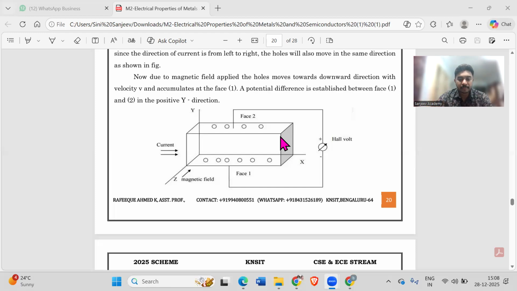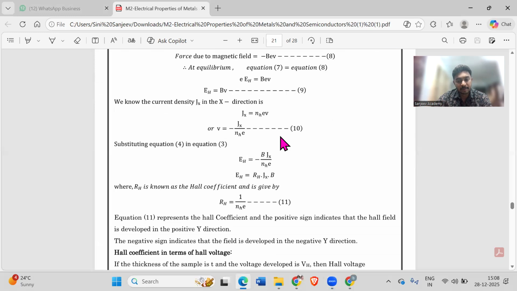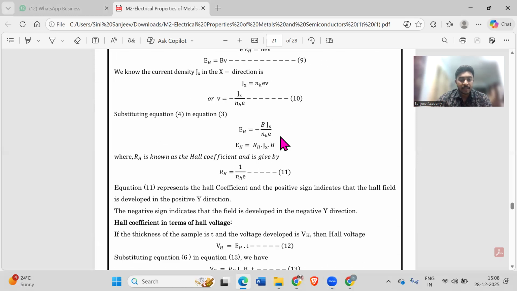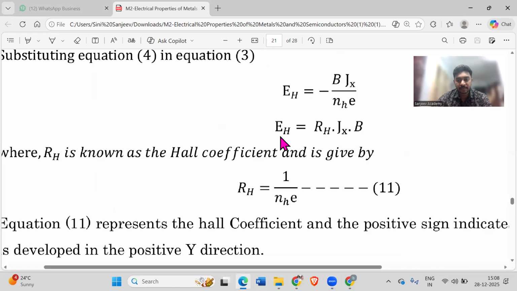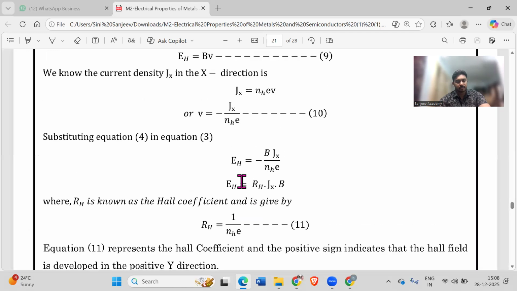Okay, and then comes our derivation. Again, coming to this derivation. This RH is there, right? This is the Hall coefficient. And there are two types of conductors, one is N-type and another is P-type. If it is P-type, the Hall coefficient will be positive. If it is N-type, the Hall coefficient will be negative. Those are the two major differences that you have to know. Correct? So if it is an N-type semiconductor, for example, this one.